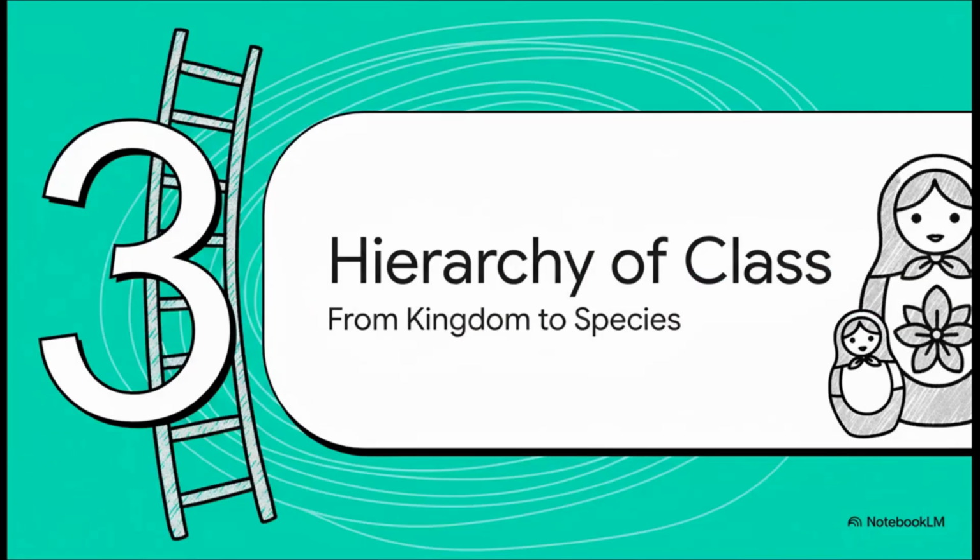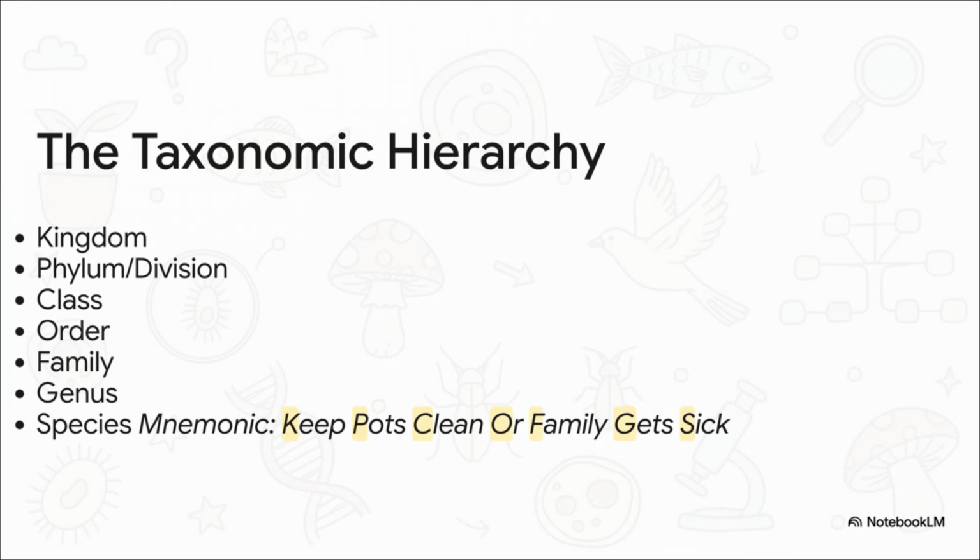So how is this grand library of life actually organized? It's not just one giant pile, it's a hierarchy, kind of like a set of Russian dolls, where each group fits neatly inside a bigger, more general one. This structure has a name, the taxonomic hierarchy. And here it is, from the biggest, most inclusive group at the top, all the way down to the most specific at the bottom.